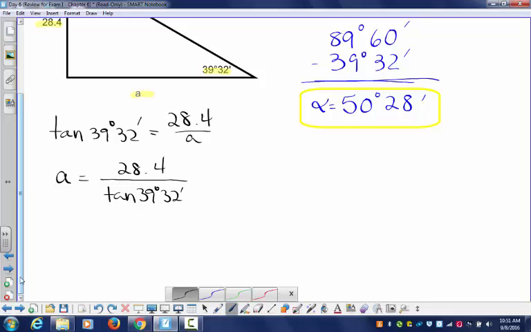39 degrees 32 minutes. Now we just have to type it into our calculator correctly. If you are not sure how to do your units, come see me during the break and we'll figure it out, if I don't know off the top of my head if you have one of those different calculators. Tangent 39. This is actually faster on the little calculators. You can get to the angle menu a little more quickly. And I am coming up with 34.4.